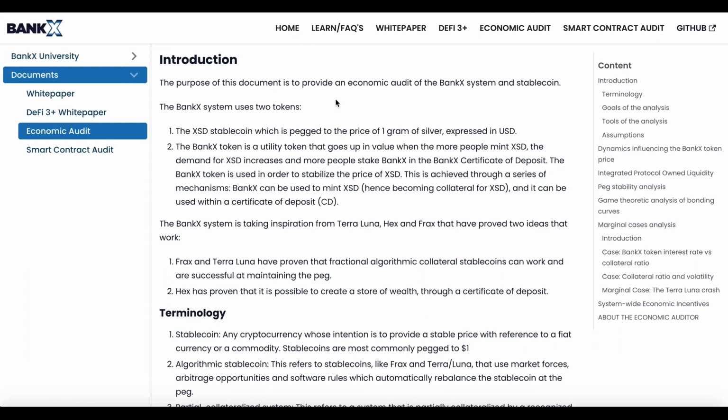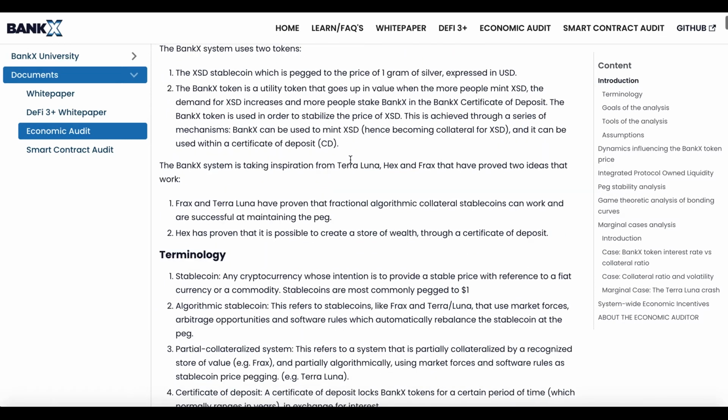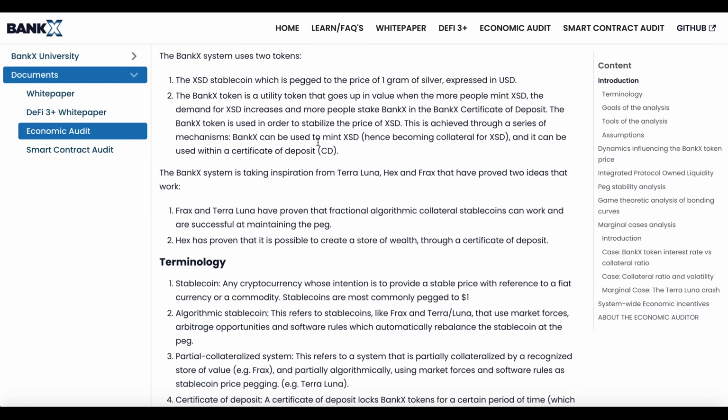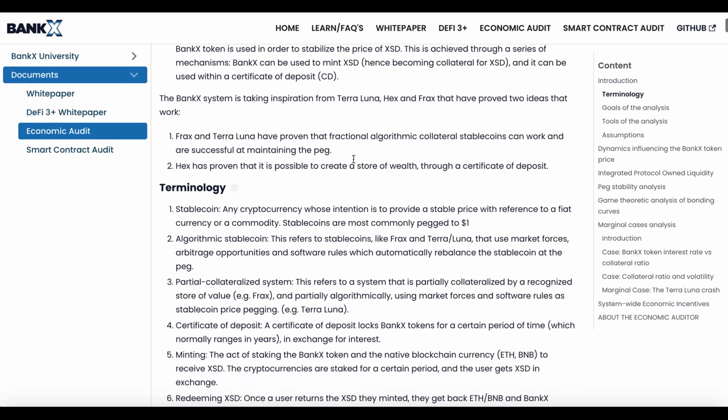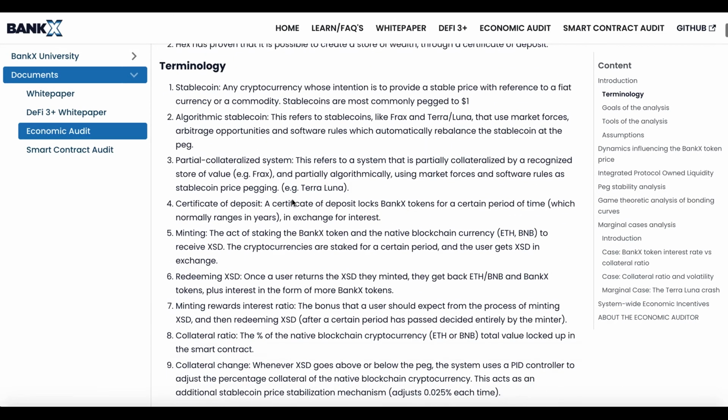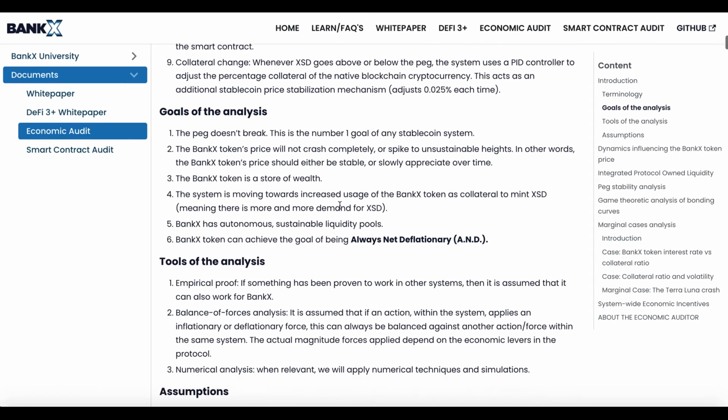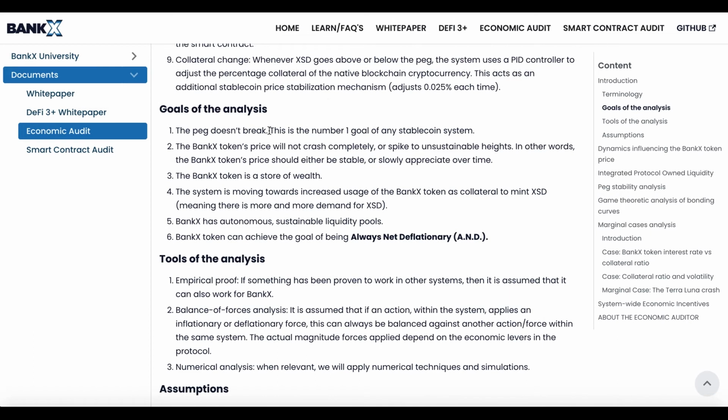We start with an introduction, and what we're stating in the introduction is basically summarizing the core of the token economy, and then we also discuss the inspiration behind the project. Then we move on to some terminology, and then we're moving on to the goals of the analysis and the tools of the analysis. The goals of the analysis is very important because what we're essentially writing here is, in order of importance, the goals of the project, more specifically the token economy.